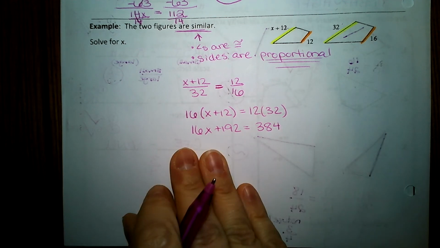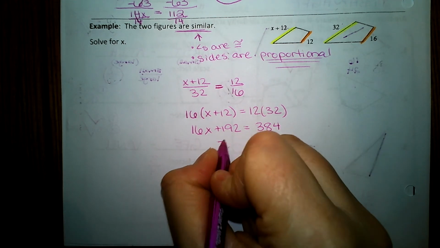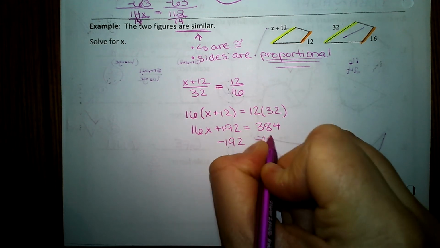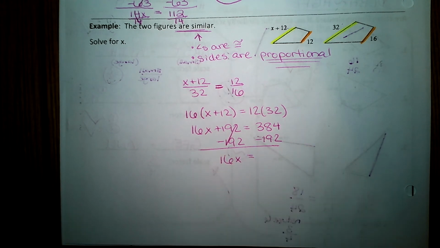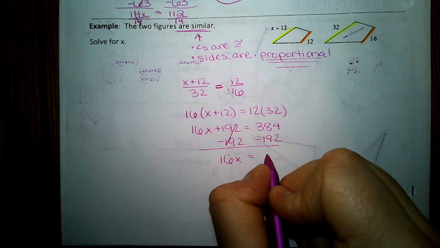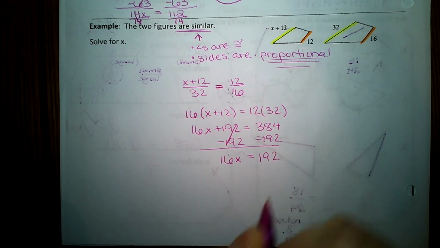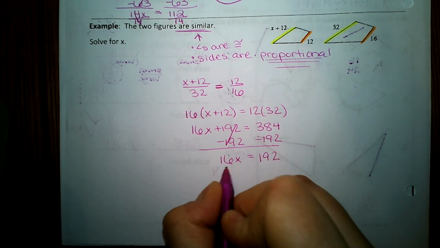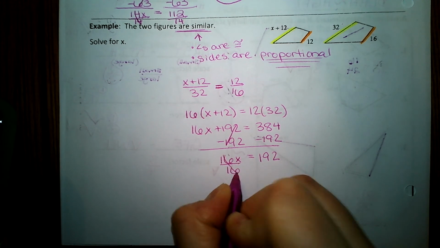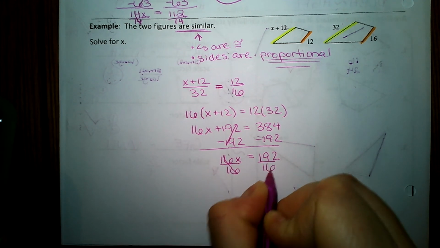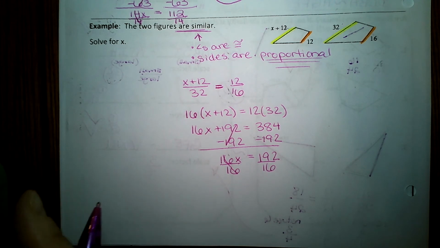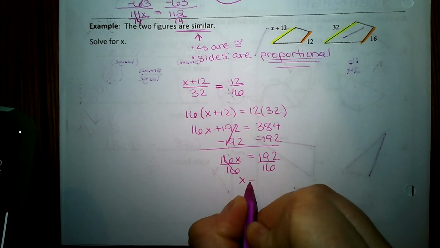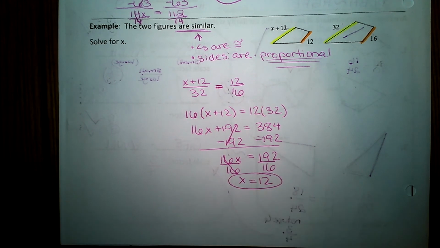So now I need to solve for x. I am going to subtract 192 from both sides, leaving just the variable on the left. 384 subtract 192 is 192. And now I need to divide away the 16. 16 times x would be a time to divide. And then 192 divided by 16 is 12. So I'm getting an x of 12.